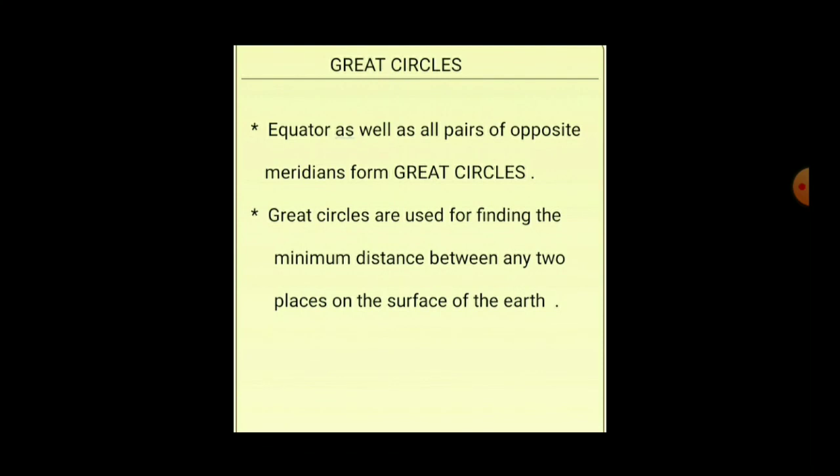The equator as well as all pairs of opposite meridians form great circles. The equator is a great circle. Also, opposite pairs of meridians, for example 0 degree longitude and 180 degree longitude, together form a great circle. Great circles are used for finding the minimum distance between any two places on the surface of the earth.